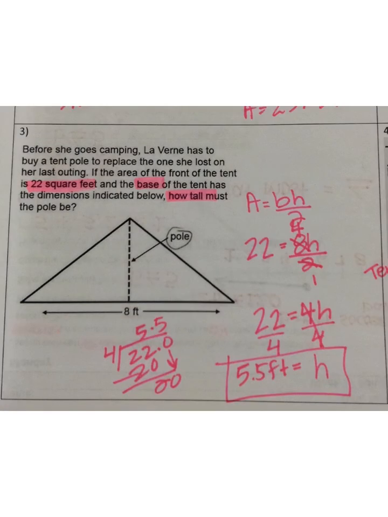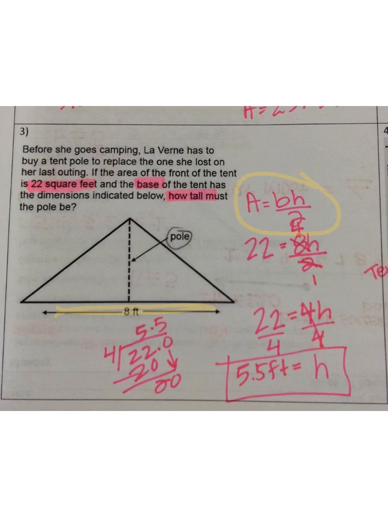So formula for area of a triangle is base times height divided by 2. When I substitute my information, the area is 22. I already know what it is. That's not what I'm trying to find out. And base is 8 feet because that's what's given there. And then the height would be how tall that pole needs to be. So I used h for that.